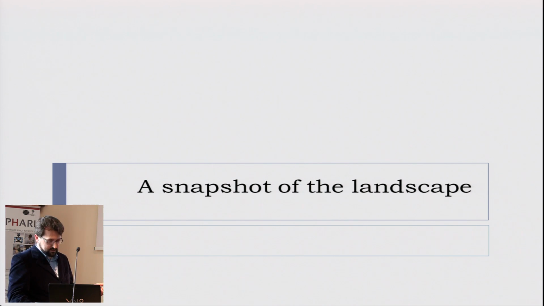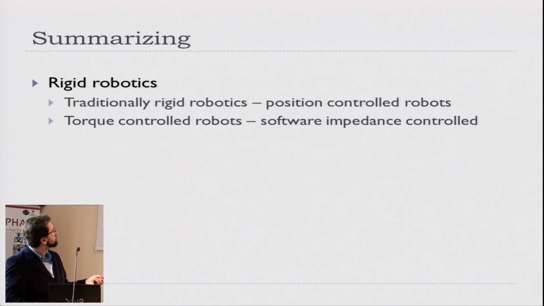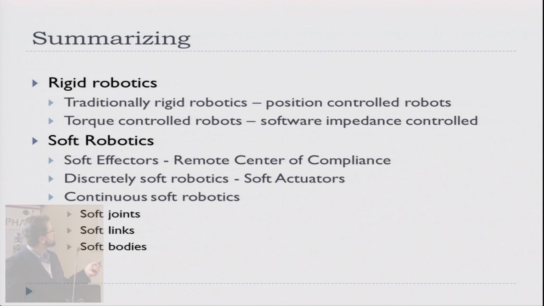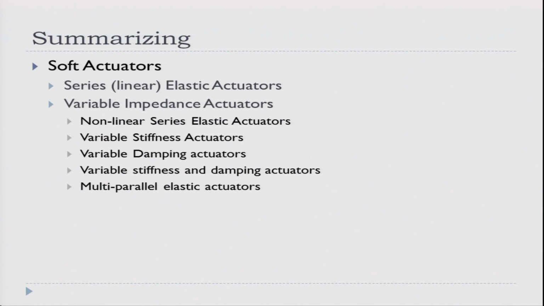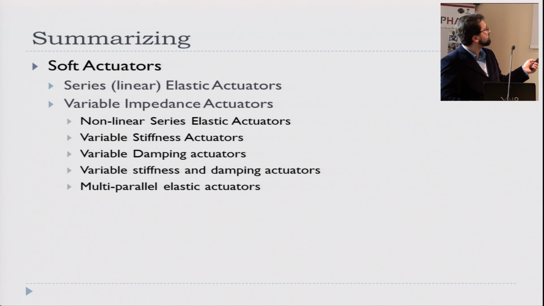So let's make a snapshot of the landscape. We have rigid robotics again. We have soft robotics, in which you can have soft effectors, discretely soft or continuously soft. And inside here we have soft actuators. And among soft actuators we have series elastic, variable impedance, and variable stiffness, which is one of the families inside.